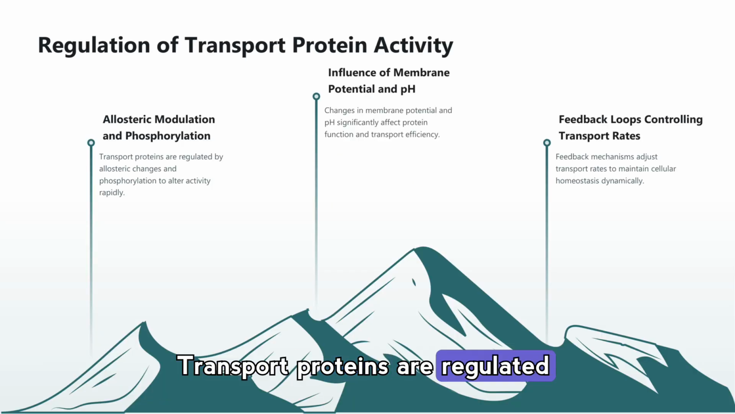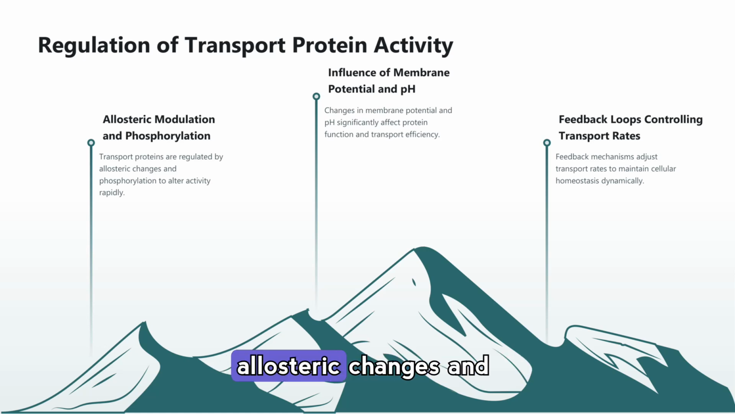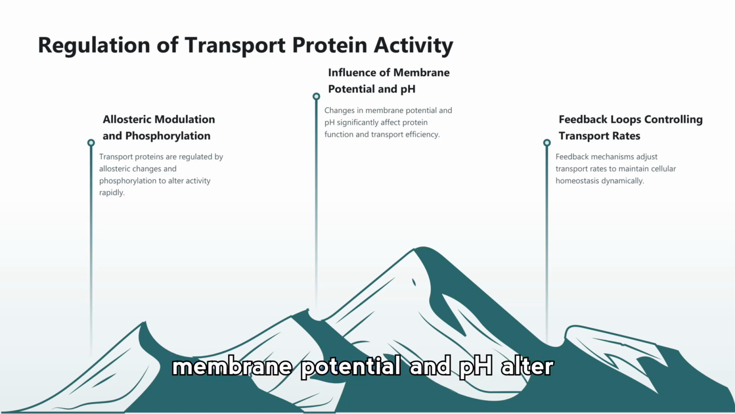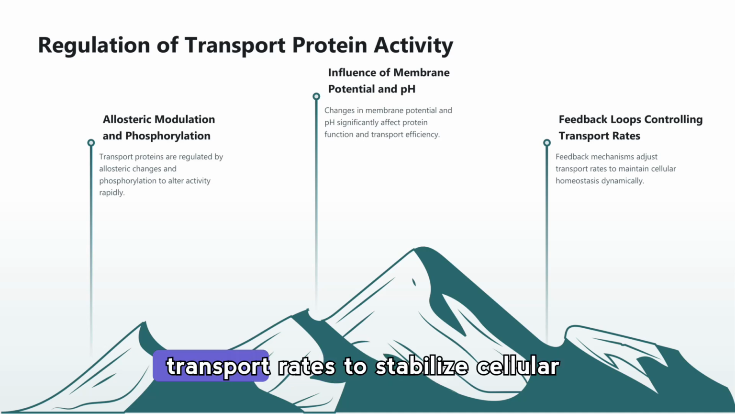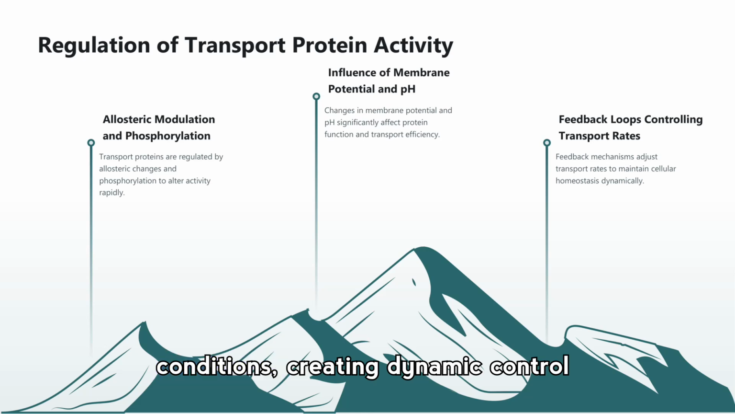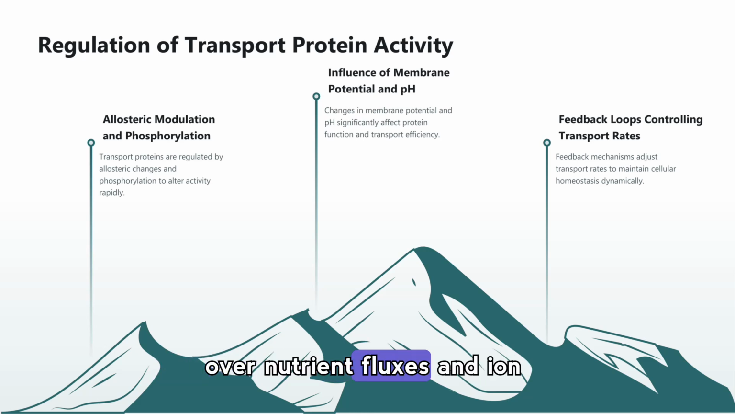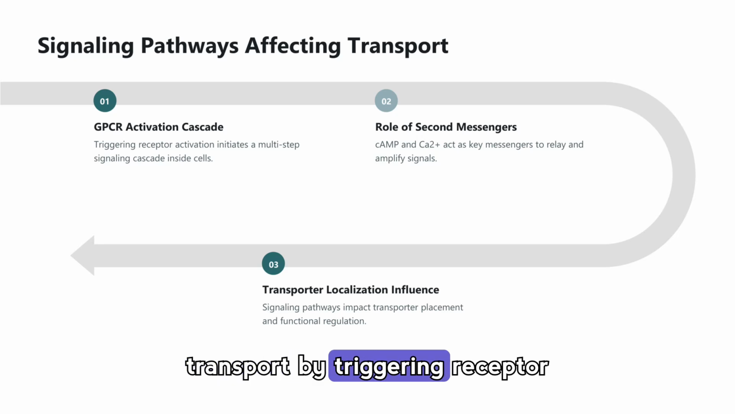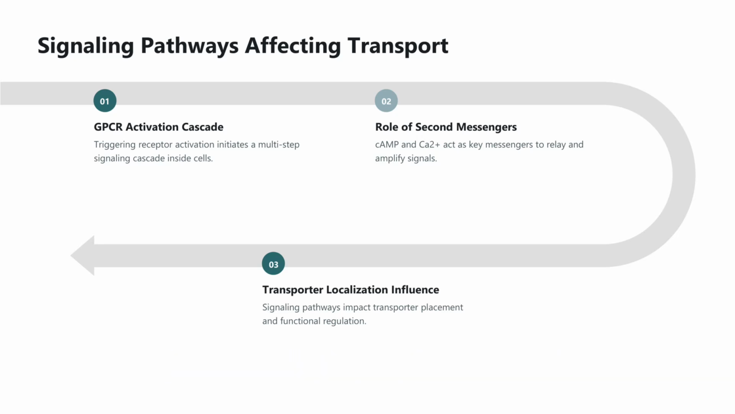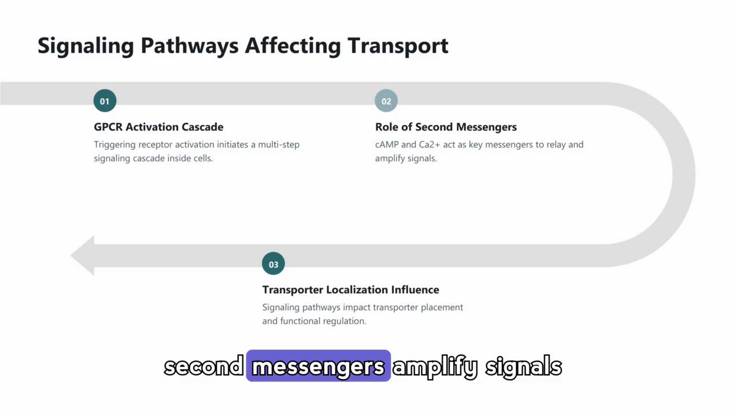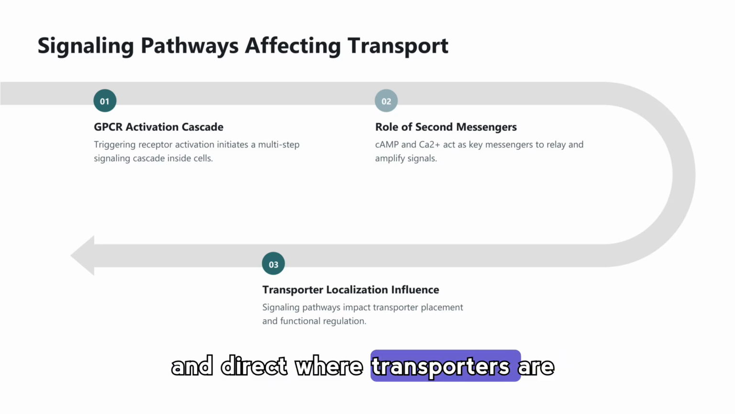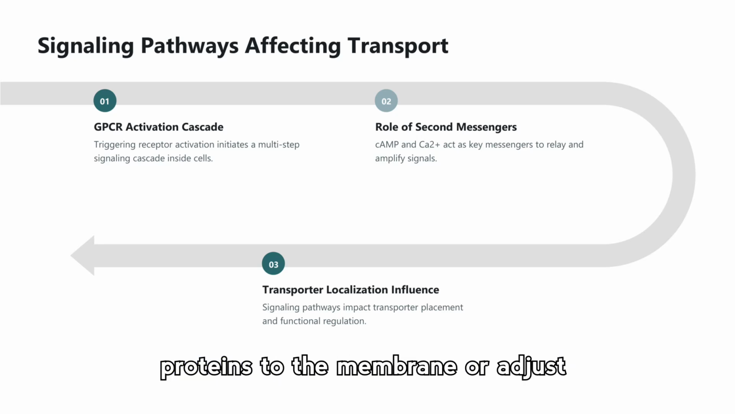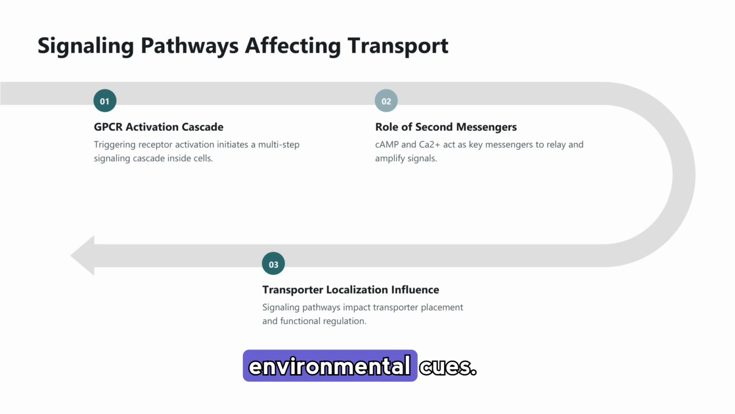Transport proteins are regulated rapidly and precisely through allosteric changes and phosphorylation, while shifts in membrane potential and pH alter activity and driving forces. Feedback loops then adjust transport rates to stabilize cellular conditions, creating dynamic control over nutrient fluxes and ion balances. Signaling pathways profoundly affect transport by triggering receptor cascades that recruit messengers like cAMP and calcium. These second messengers amplify signals and direct where transporters are localized, helping cells move proteins to the membrane or adjust activity in response to environmental cues.